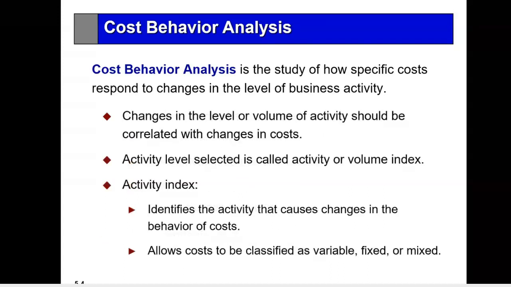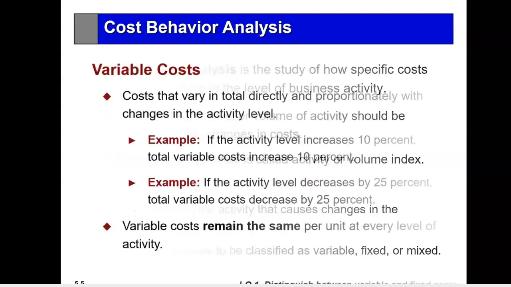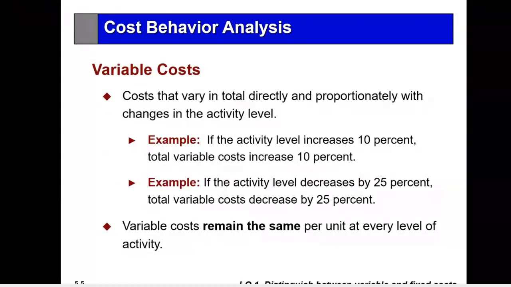Now, we're going to make some assumptions. Changes in the level or volume of activity should be correlated with changes in costs. Activity index is when we talk about the level of volume of activity. The activity index identifies the activity that causes the changes in the behavior of costs. It allows us to classify the cost into variable, fixed, and mixed.